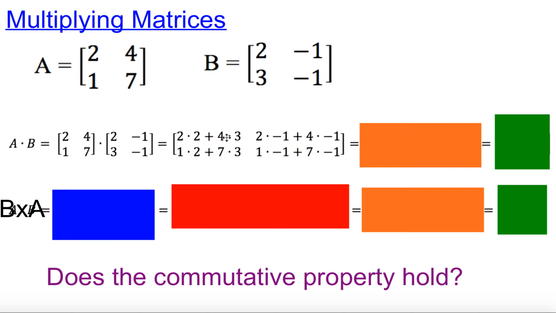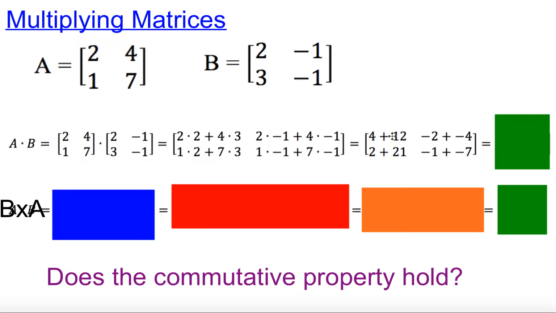So I'm going to have 2 times 2 and 4 times 3, so that's 4 and 12. Then 1 times 2 and 7 times 3, it's 2 and 21. 2 times negative 1 and 4 times negative 1 gives us negative 2 and negative 4. And then we have 1 times negative 1 and 7 times negative 1, so that'll give us that. And then we're just going to finish this up. So 4 plus 12 is 16, 2 plus 21 is 23. Negative 2 and negative 4 gives me negative 6, and then I have negative 1 and negative 7 gives me negative 8. So A times B will give us this matrix.